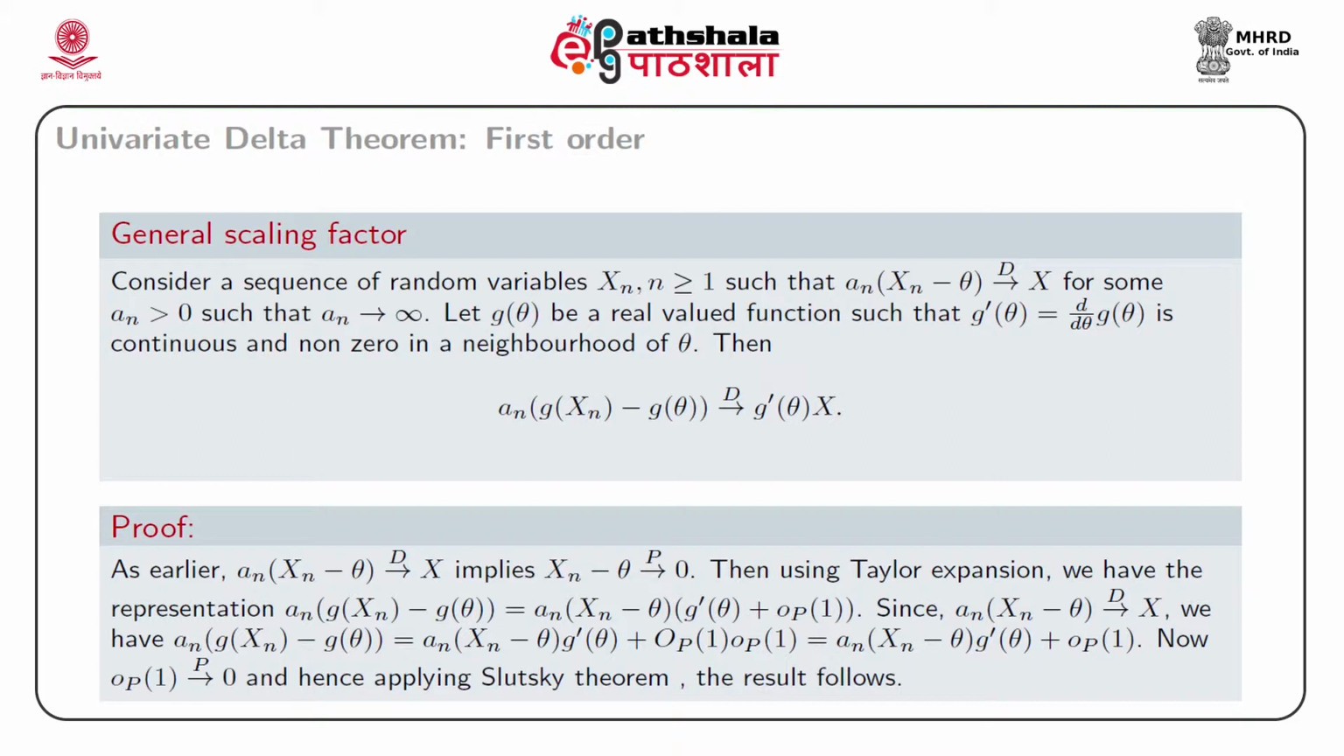Since the product of big O_p(1) and small o_p(1) is nothing but small o_p(1), we find that a_n multiplied by (g(X_n) minus g(θ)) is equal to a_n multiplied by (X_n minus θ) multiplied by g'(θ) plus small o_p(1). Now small o_p(1) converges to 0 in probability, and hence applying Slutsky's theorem as earlier, the result follows. So we have proved the univariate delta theorem using some general scaling factor a_n.